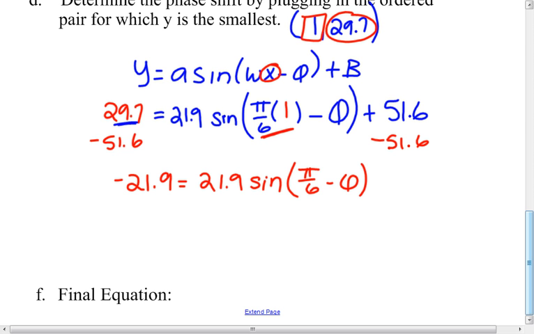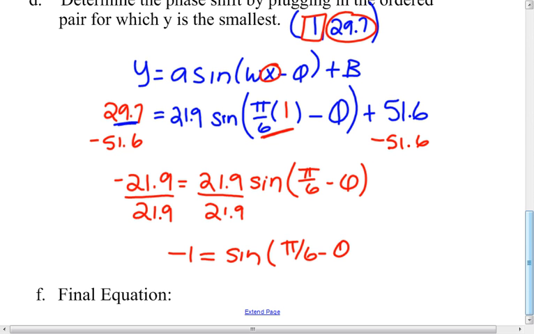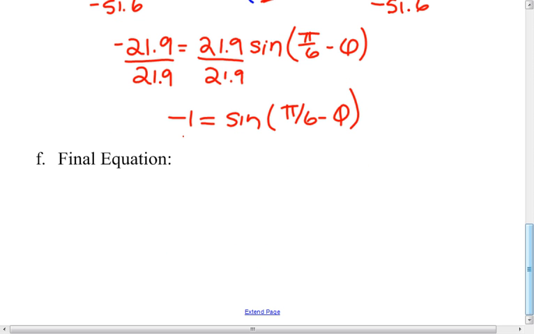minus phi. I will divide by 21.9, and I will get negative 1 equals sine of pi over 6 minus phi. Okay, now I have to tell you this. If you have done this correctly and you have plugged in the right coordinate, you should always, every single time, come up with an equation that is negative 1 equals sine of some quantity. Every single time it should say that. Negative 1 equals sine of some quantity.